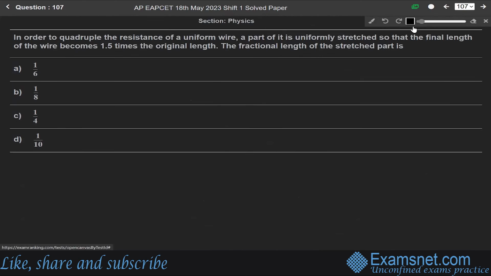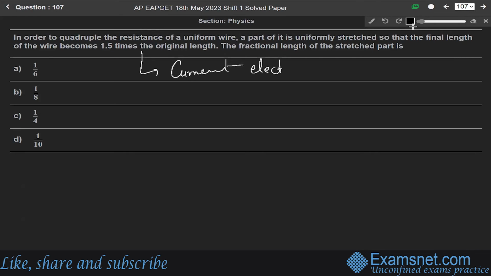Okay. Now next question 107. In order to quadruple the resistance of a uniform wire, a part of it is uniformly stretched so that the final length of the wire becomes 1.5 times the original length. The fractional length of the stretched part is? Okay. So this question is from the chapter of current electricity.